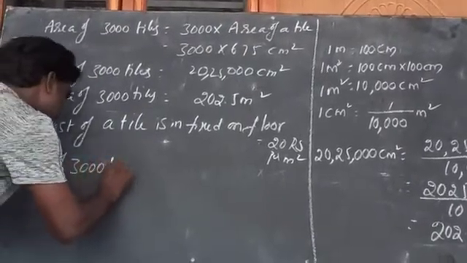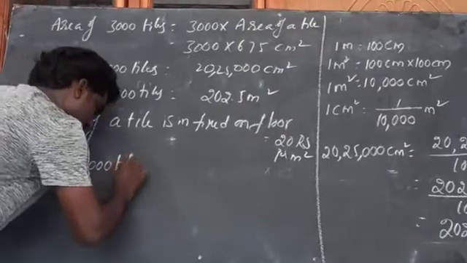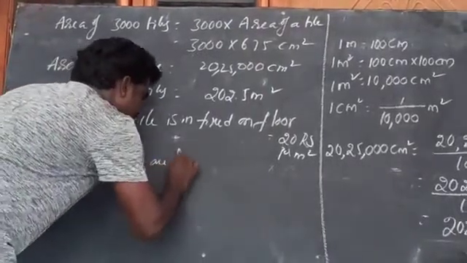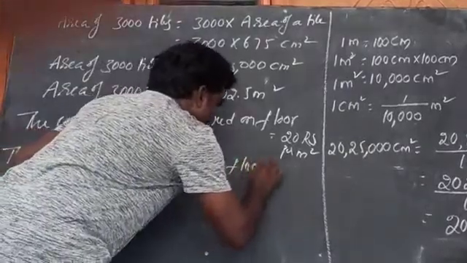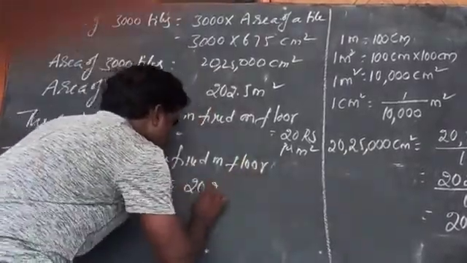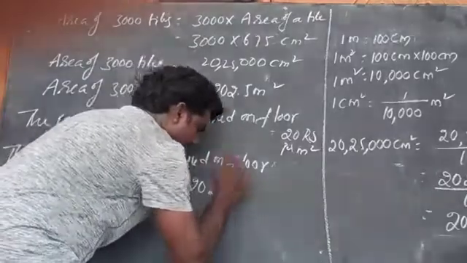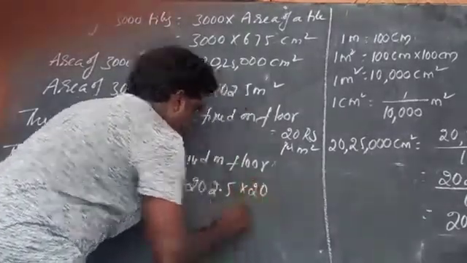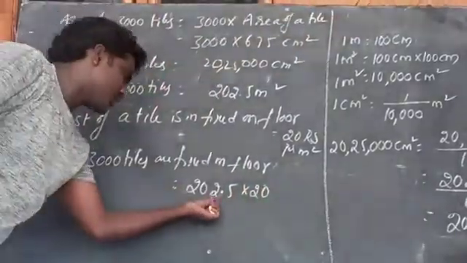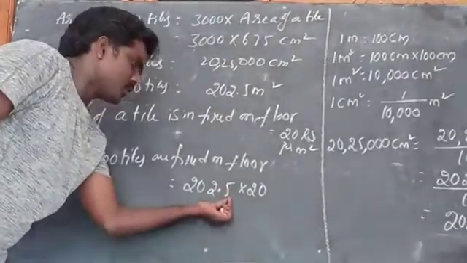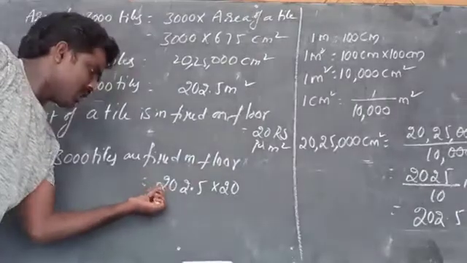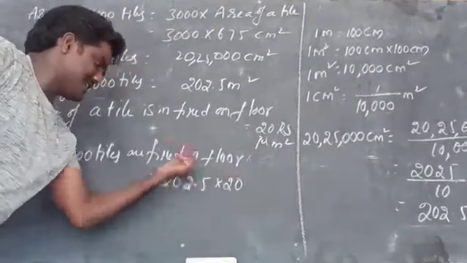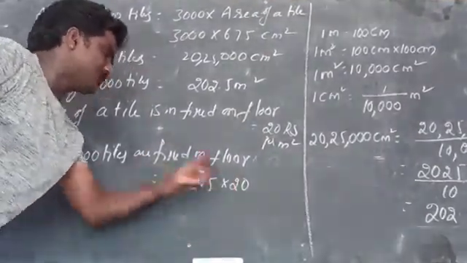So the cost of 3000 tiles fixed on the floor is equal to 202.5 into 20. How many meter squares are there? 202.5. So for one meter square, how much cost? 20 rupees. So that means the 202.5 meter square cost is 202.5 into 20.